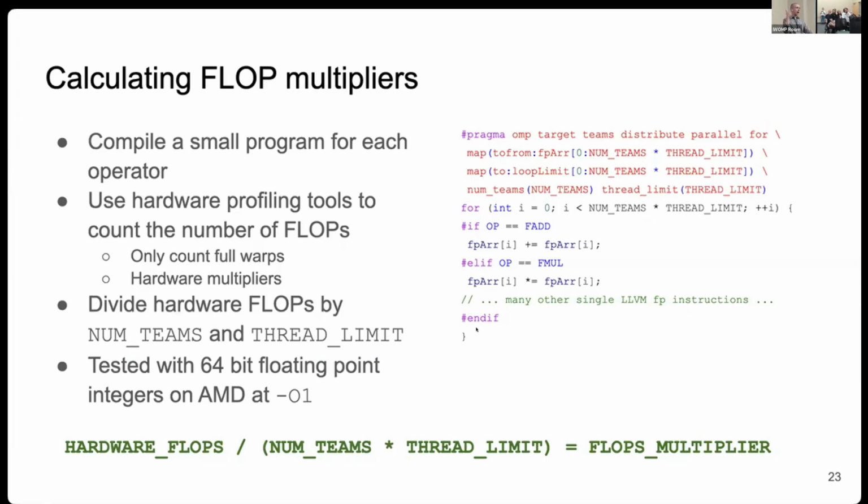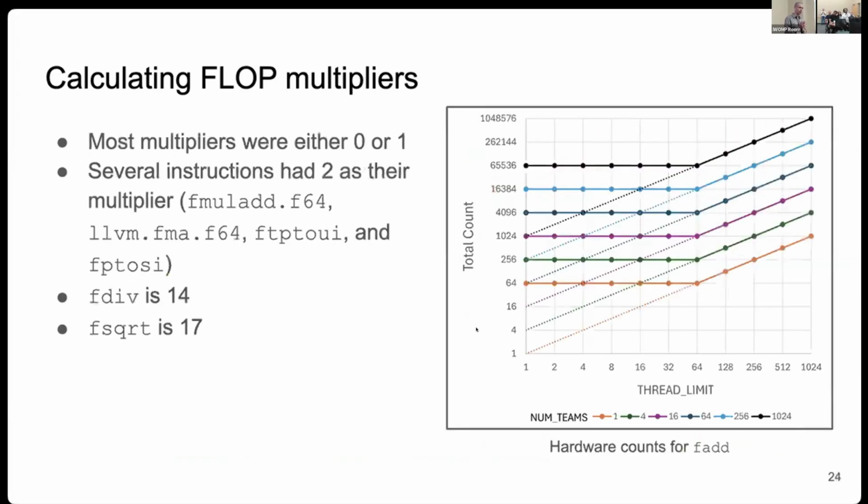We made sure to only count full warps, and for each hardware instruction we got, we made sure to multiply it by a hardware multiplier we found in the ROCm source. So once we have this total, we divide it by the product of the number of threads and the thread limit, and this gives us our hardware instructions for a single iteration of this loop. Now, we only tested this for 64 bits on AMD, but I'll show you the results.